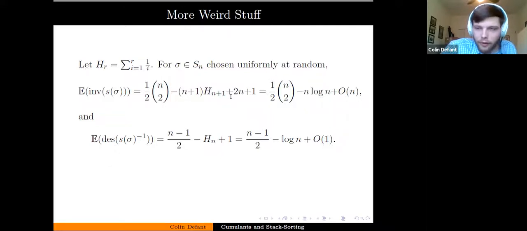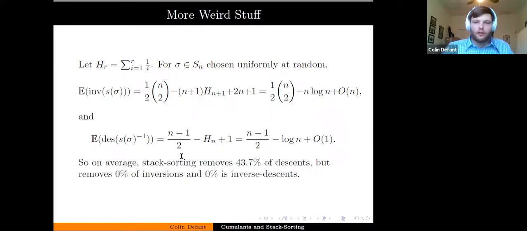But what's weird about this is that if you go back to the 3 minus e result, that's saying if you take a random permutation sigma, then you would expect sigma to have about n/2 descents on average. And then after you apply the stack sorting map, it has about 3 minus e times n descents. So the number of descents has decreased by about 43.7% if you work it out.